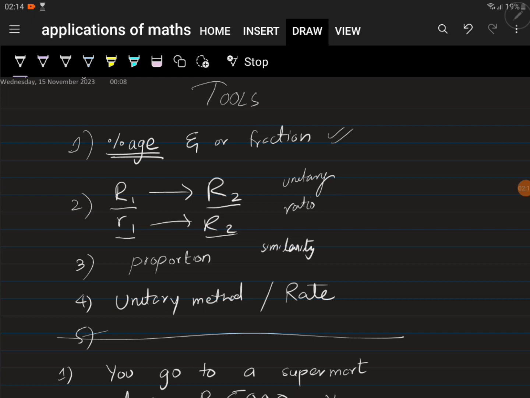And then I have number four, which is unitary method and rate again. Now, rate can be derived from the unitary method, or rate has its own identity as well.